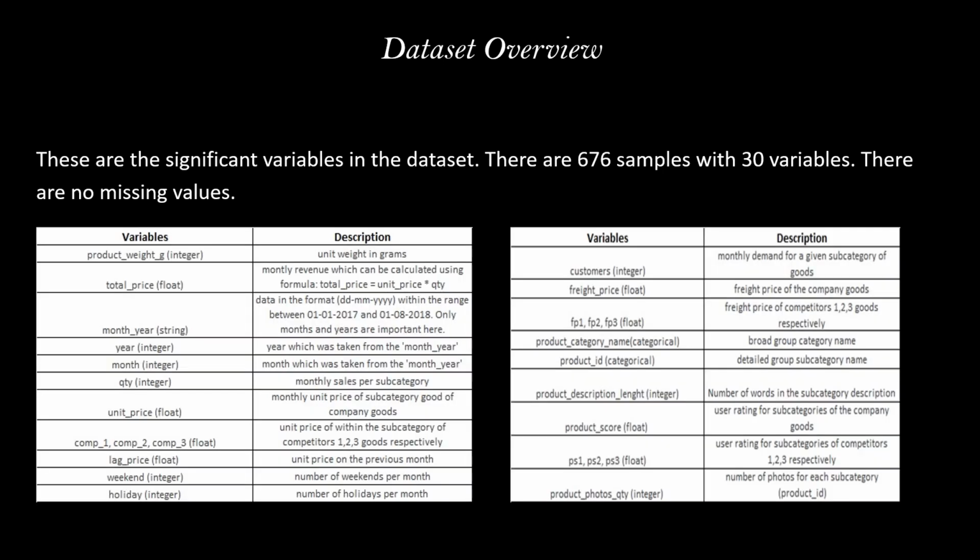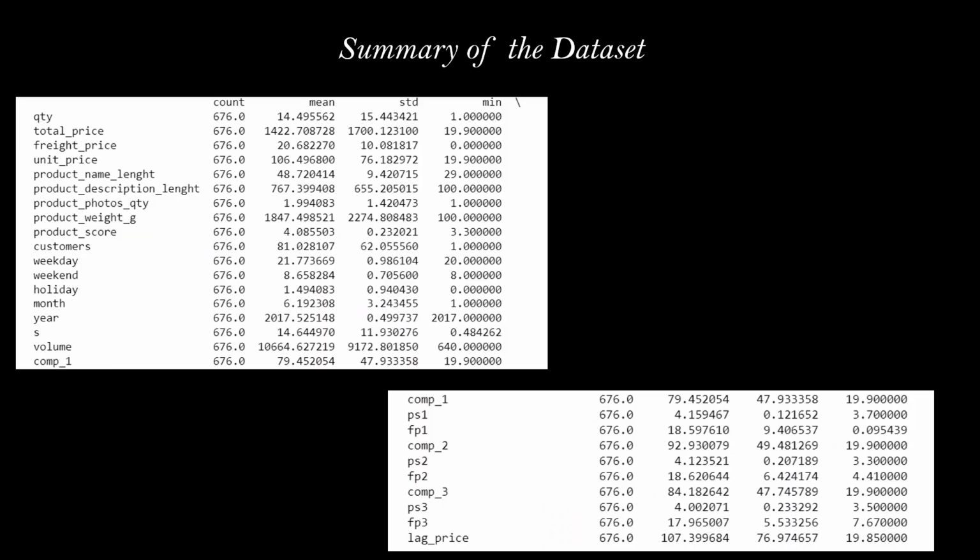Coming to the dataset overview, these are the significant variables in the dataset. There are 676 samples with 30 variables and there are no missing values. You can have a look at the variables with the description beside it. And this is the summary of the dataset.